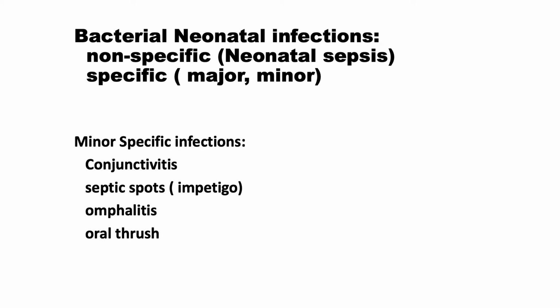Mostly, the most dangerous one is caused by gonorrhea and chlamydia, and septic spots in impetigo. They are mostly caused by staph, sometimes by streptococci. These are small lesions on the skin. And then omphalitis, that's infection of the umbilical stump. And then oral thrush, which is commonly seen in infants who are usually bottle-fed babies.